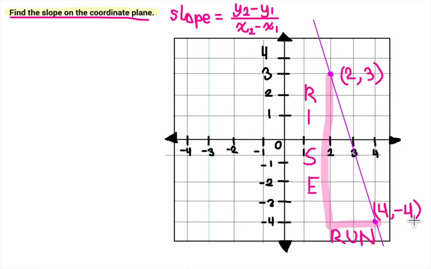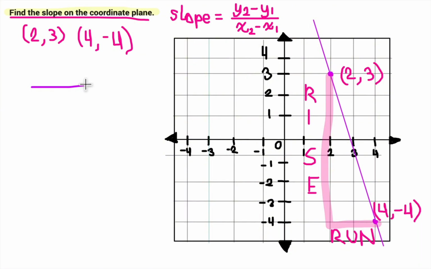all we're going to have to do is look at this formula right here. Our formula can also be called rise over run, another easier way to memorize it, since rise is our y coordinates and run is our x coordinates. So I'm going to bring those points and write them on the left hand corner. 3 and negative 4 are our y coordinates, and 2 and 4 are our x coordinates.